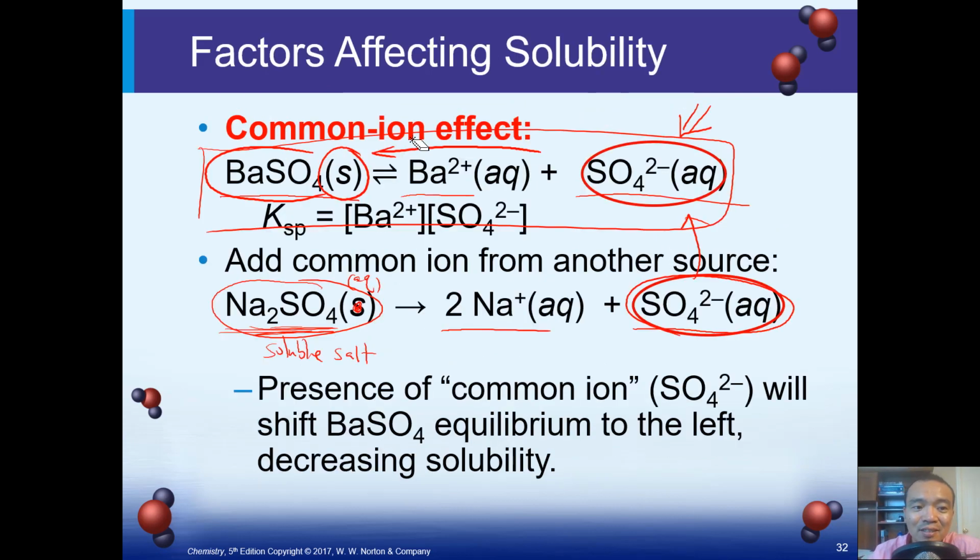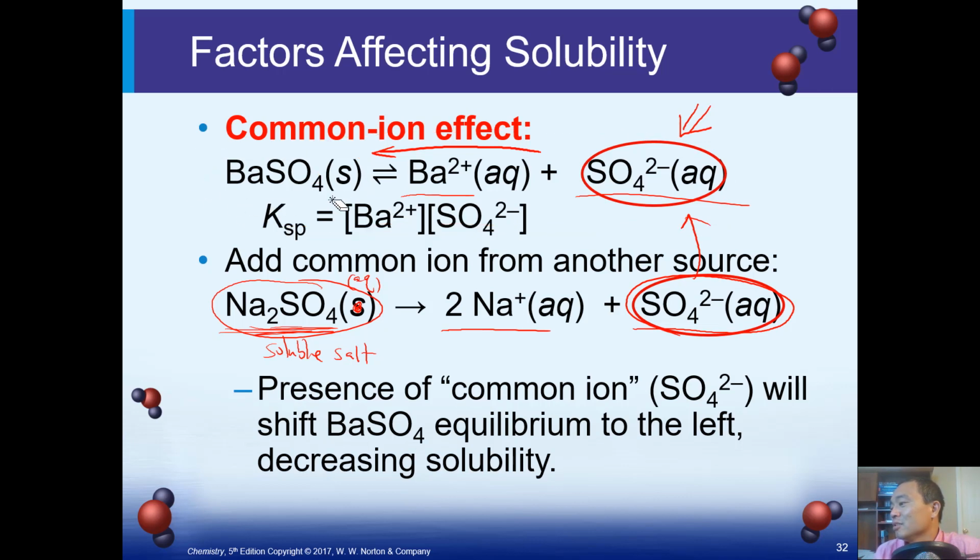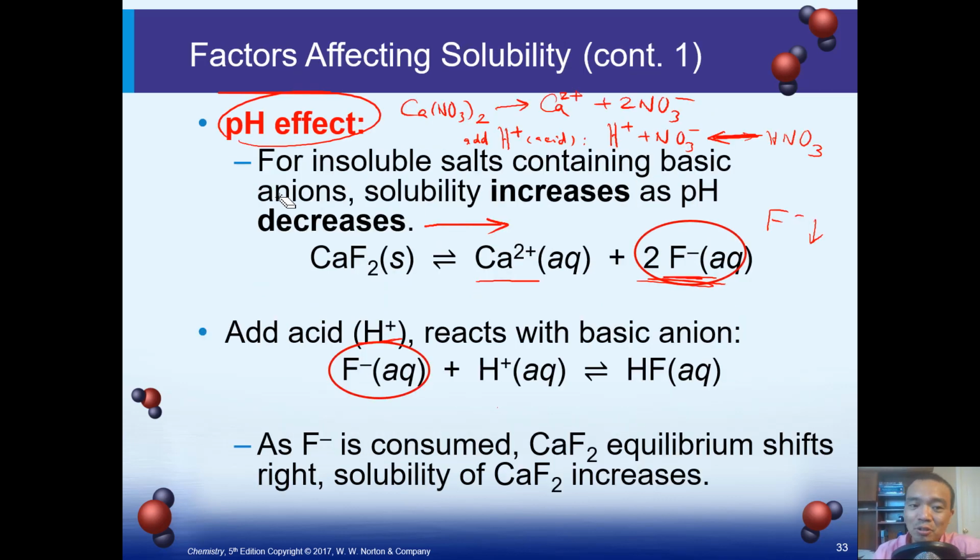The first one is the common ion effect, which is easy to understand because the common ion increases the product concentration and causes the reaction to shift to the left side. So more solid is being generated, so the solubility is decreased. The second is the pH effect. All right. So let's do some calculations based on the common ion effect.